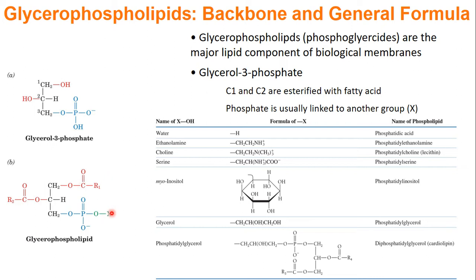Now, this phosphate usually has another component attached to it, and based on what is attached to it, it gets a special name, such as phosphatidic acid, phosphatidylethanolamine, and so on and so forth. All these different types of head groups lead to lipids that have different functions in the cell membrane.